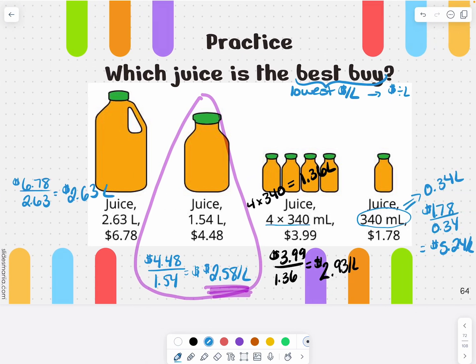Okay, so here are my calculations. You can pause if you need to. The $4.48 for the 1.54 liter juice was the best buy. It was $2.58 per liter. So it was the lowest cost per liter out of all 4 options. Again, it's assuming you're going to drink all that juice, but that's the best buy.